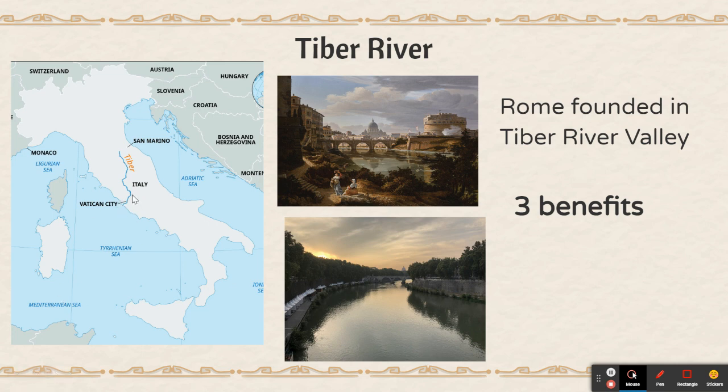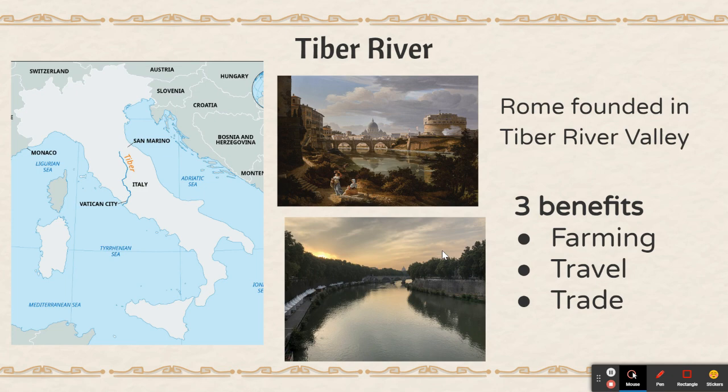Rome is right here on the Tiber River. And so it was really good for farming. Again, that really good soil for farming, access to fresh water. It was good for travel, so you could get around to different places that you needed to get around, which led to being good for trade. So those were those three main benefits of the Tiber River.